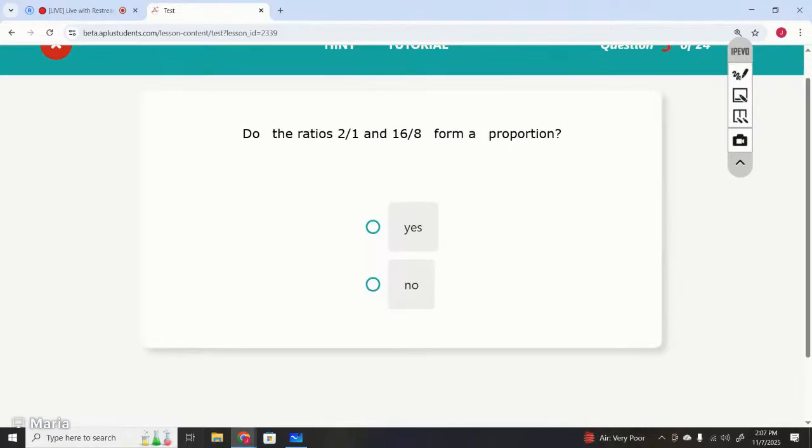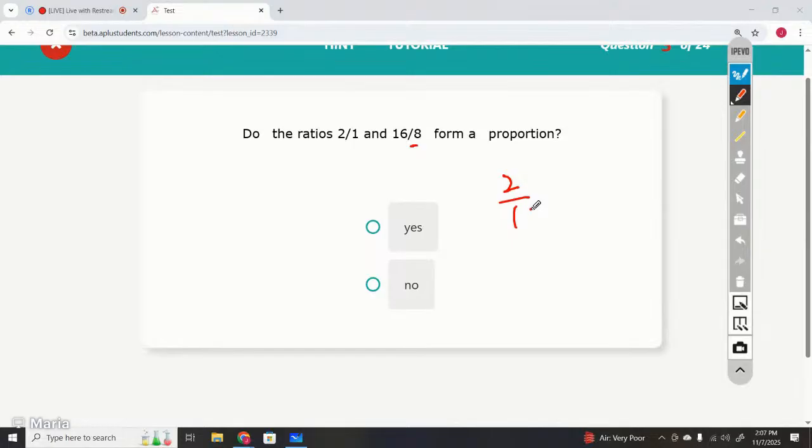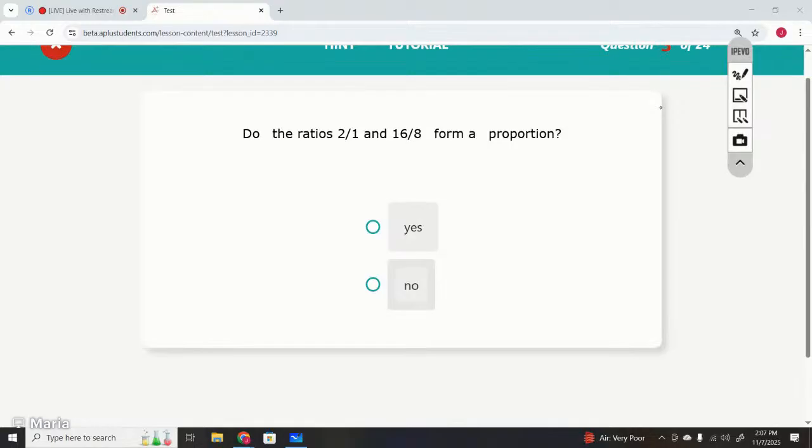Do the ratios 2 by 1 and 16 by 8 form a proportion? Let's make their denominators the same. Here you have 8. You need to multiply this fraction by 8 so that they can have the same denominator. 2 times 8 is 16. 8 times 1 is 8. See, both the fractions are exactly the same. So yes, they do form a proportion.